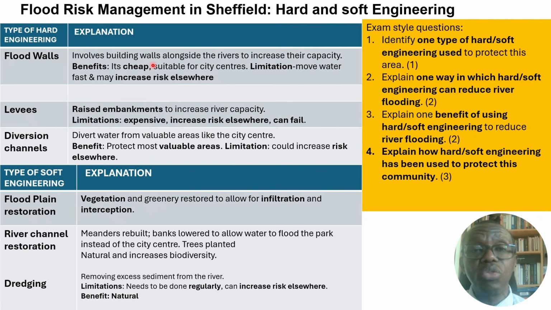And the reason why it's suitable for city centers is because it's going obviously to protect them from water overflowing the river channel and then causing damage within that city center. What are the limitations? Now, one of the main limitations is that they move water very fast and may increase flood risk elsewhere. Now, what does that mean? Because the water that would have flooded that particular area has been retained within the river channel, then that means that the volume of water that is going to remain in the channel is going to be quite high.